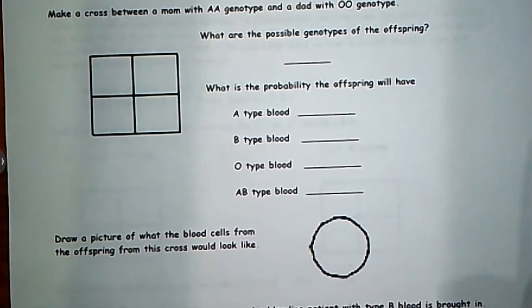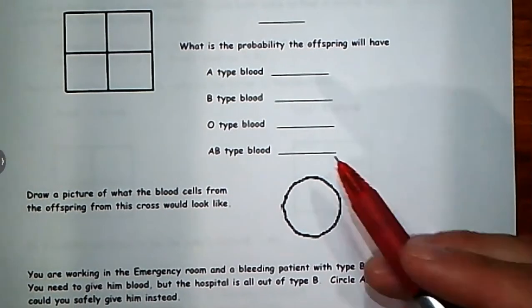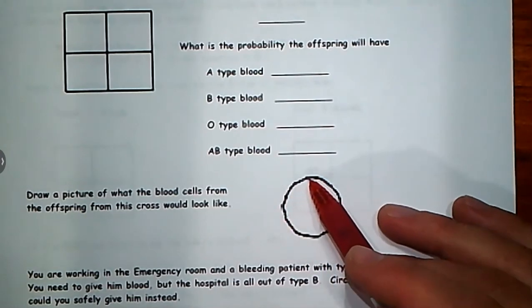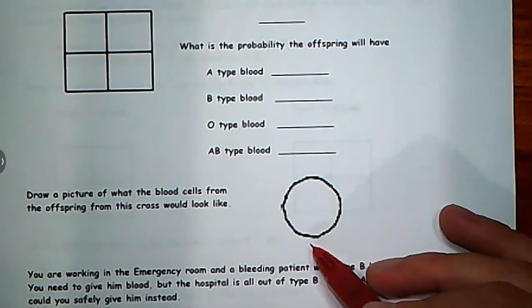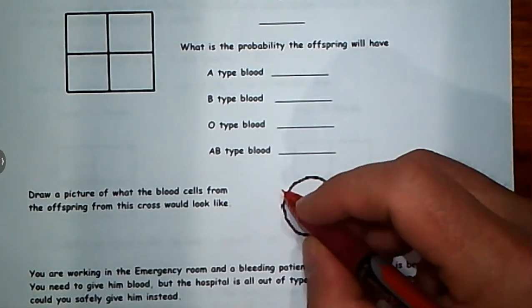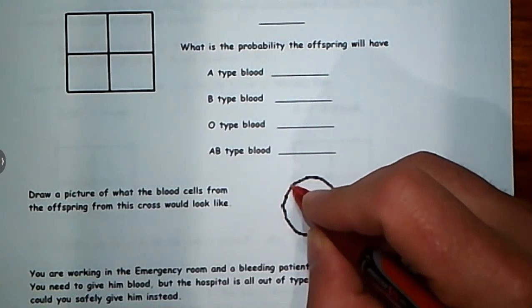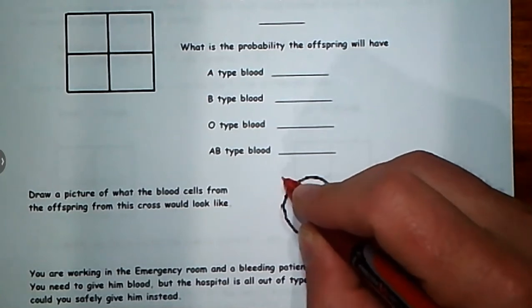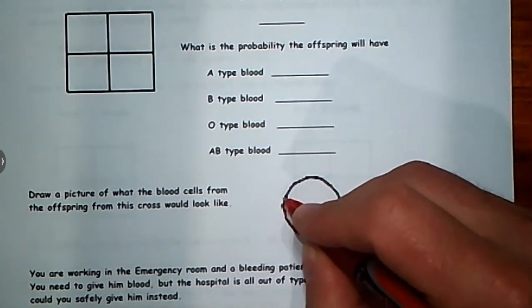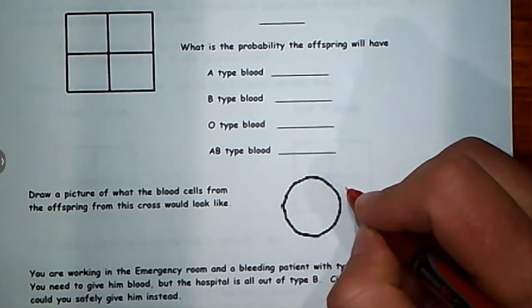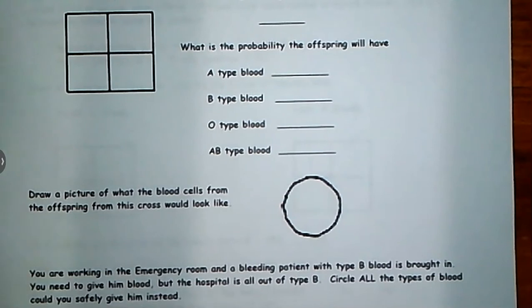The one thing I would say is when you're drawing a picture, it's going to ask you to draw a picture. What I want you to do on this picture is write what type of blood would be on the outside. So you're writing what would actually be on the outside of a blood cell. If it's type A, you'd write a bunch of A's around the outside. If it's type B, you'd write B's around the outside. If it's type AB, you'd write both around the outside. If it's type O, you'd write nothing. That's what you would write on the outside of those pictures.